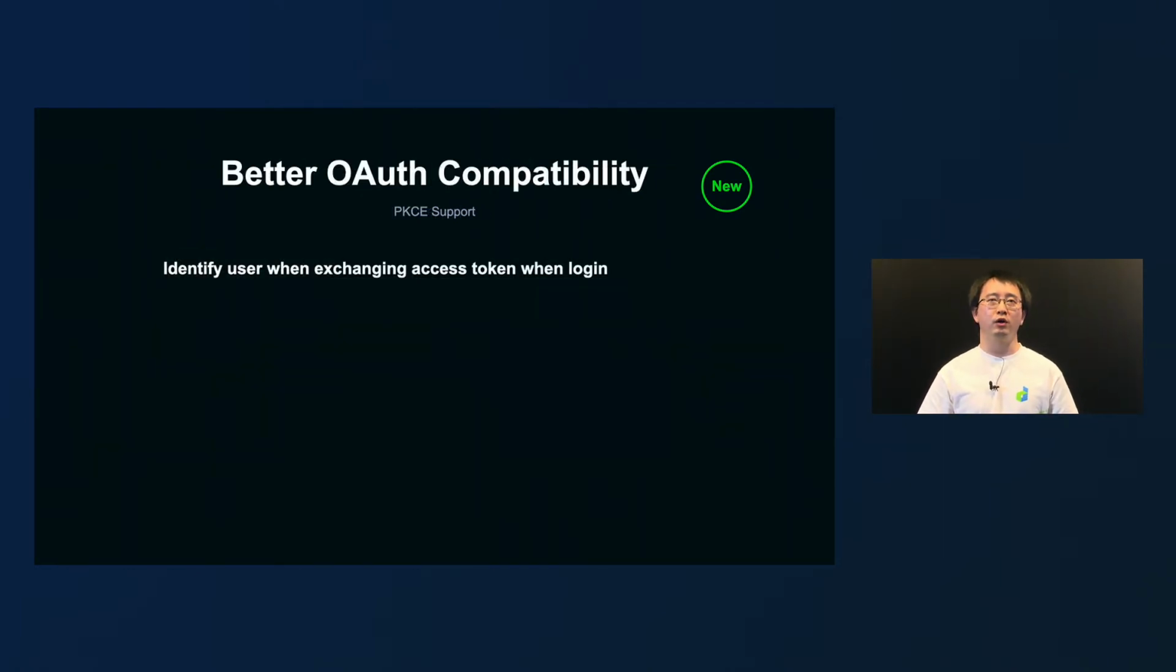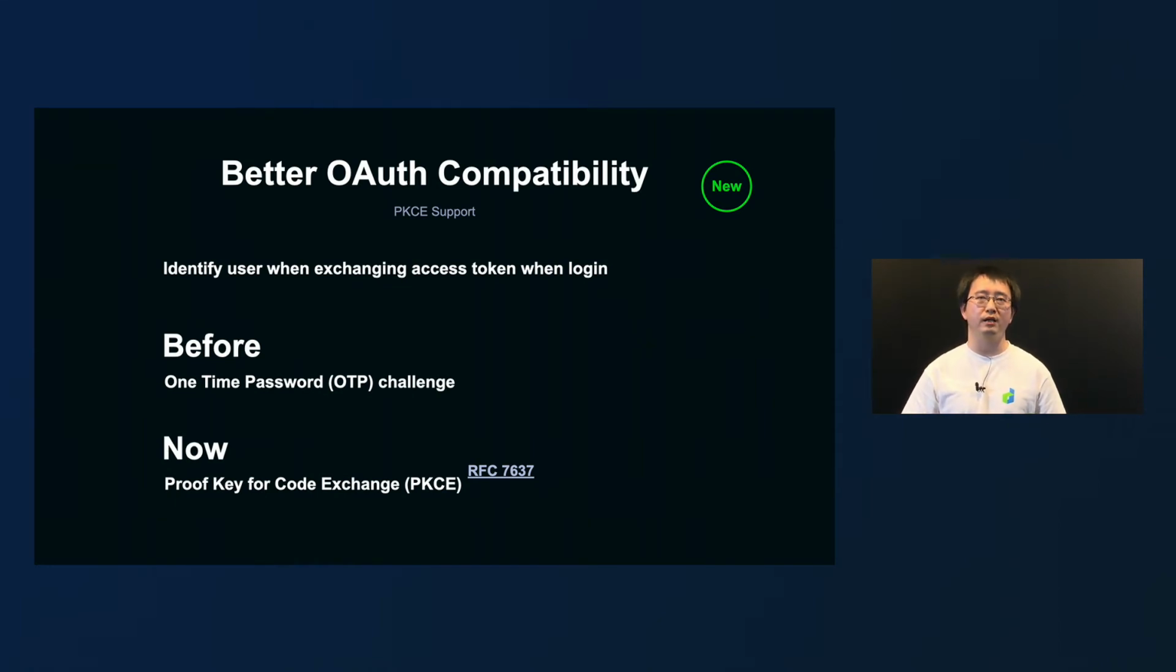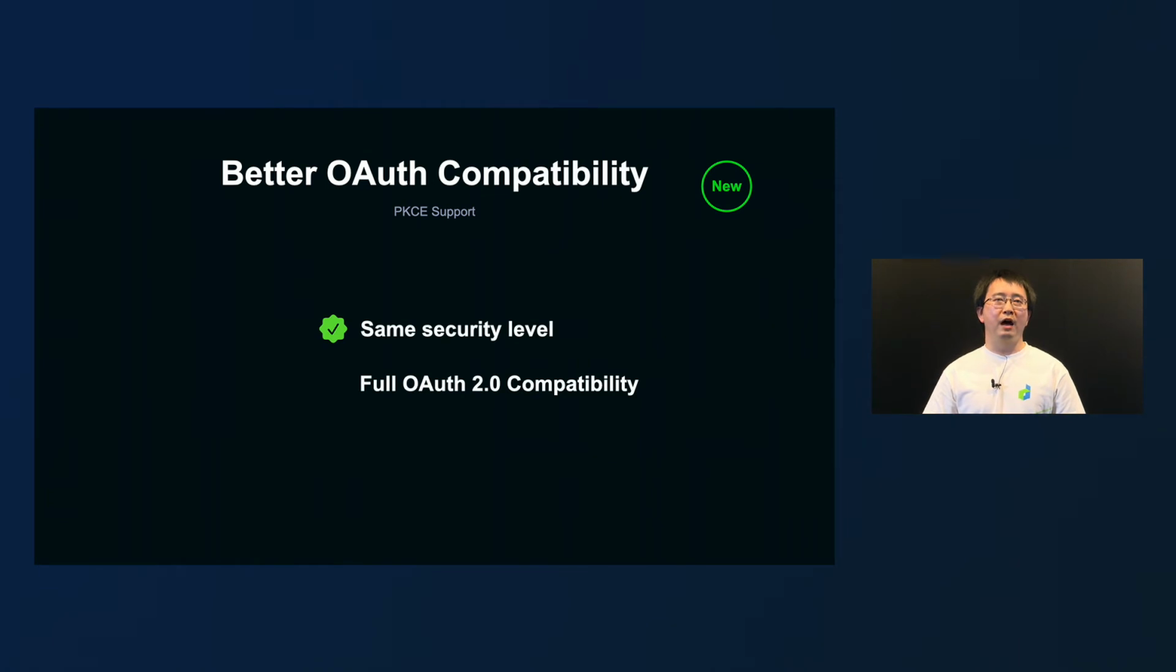We have better OAuth compatibility this year. To identify the user when exchanging the access token when logging in, we need a way to verify the user is exactly who initialized the request. Before, we were using a one-time password challenge. From now on, we are using proof key for code exchange, which is also a standard. It provides the same security level as before, but now we are fully OAuth 2.0 compatible. That means you can use any other OAuth 2.0 client to log in with LINE.